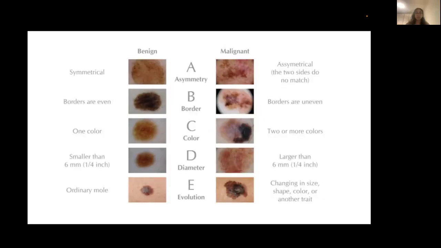This image just illustrates nicely how we would compare lesions using the ABCDE. If we're looking at the borders on the malignant side, we can see that it's quite difficult to make out exactly where the borders are. There's multiple colours, so there's a hypopigmented side and a hyperpigmented side. And if we look at E, we can see the comparison with an ordinary mole, and that it's grown really rapidly. There's different colours, the borders have become more irregular, so the lesion has evolved quite quickly.